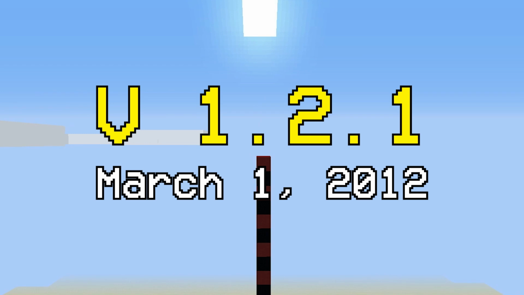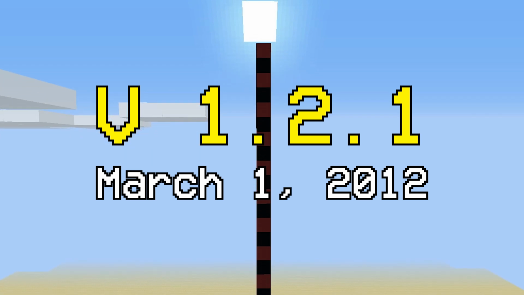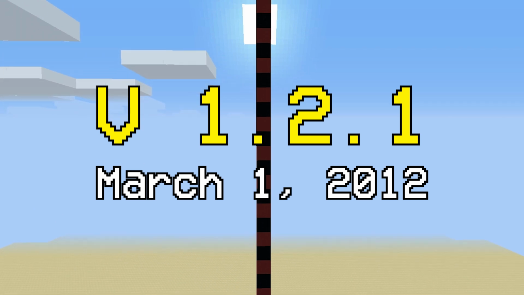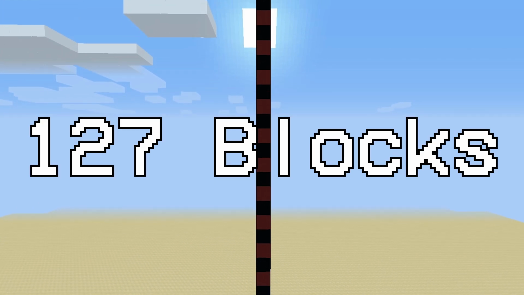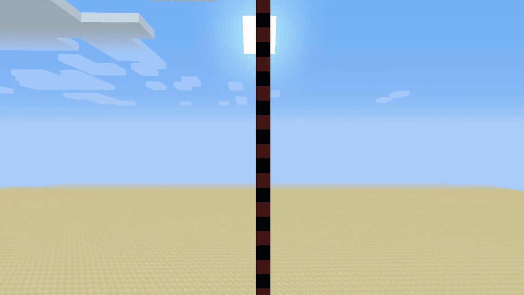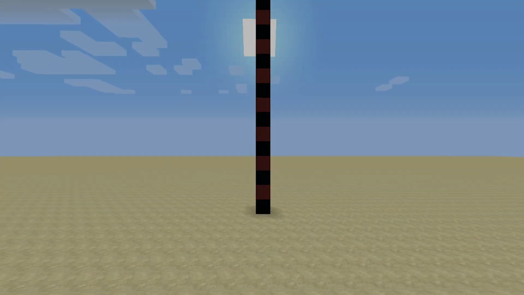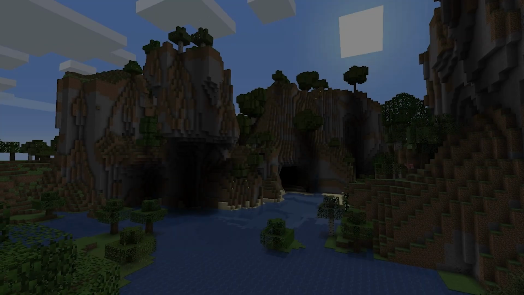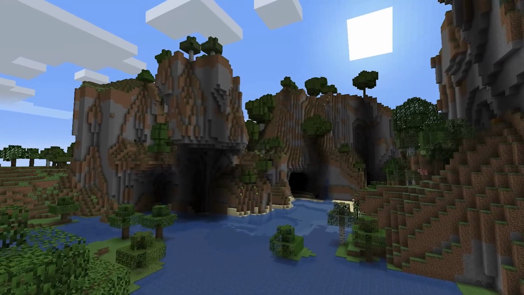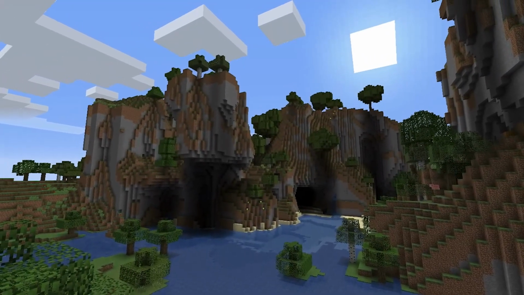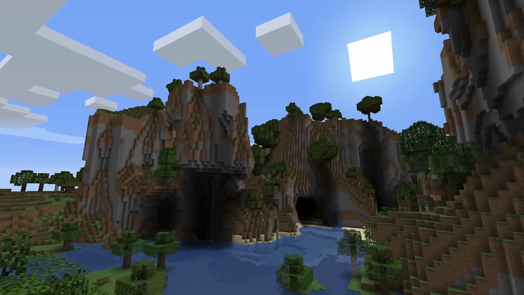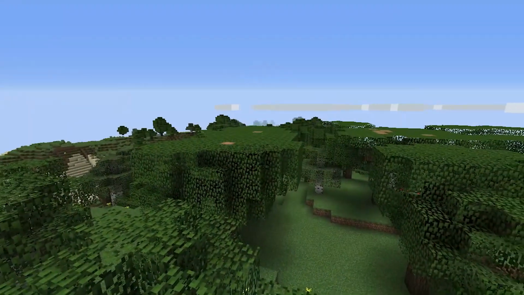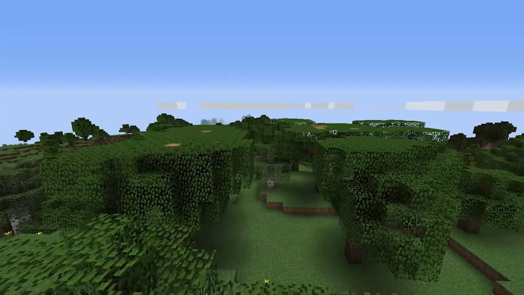Before full release version 1.2.1, released March 1st, 2012, the world height was a minuscule 127 blocks. However, this applied not only to player building, but to world generation as well. Until this version, no piece of terrain could surpass this height. Mountains were smaller, and in older versions, they were often cut off entirely when they reached this natural limit.